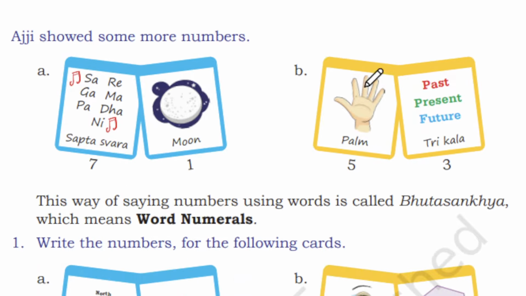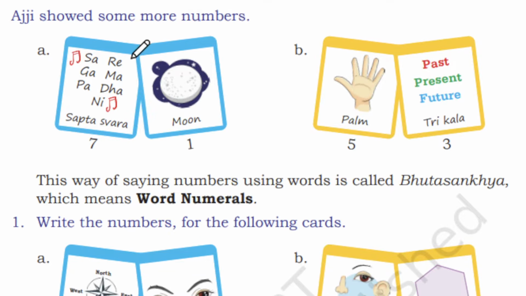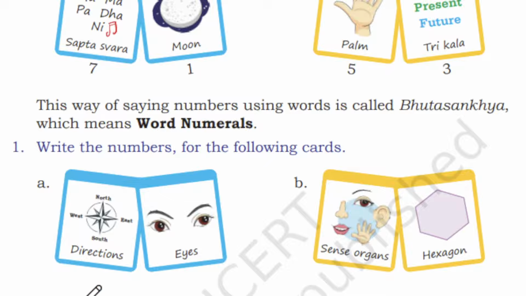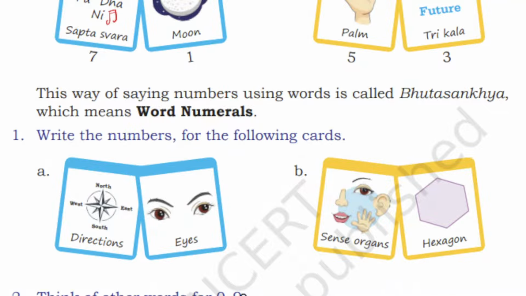Okay, so palm we have 5, and past, present, and future tense is trikala, so it is 53. And sa ri ga ma is 7, the saptaswarangal. So it is called 7, and we have moon which is 1. Okay, so here we have to find and write the answer. How many directions do we have? We have 4, which is east, west, north and south. So we have 4, and eyes we have 2. So this one is 42.